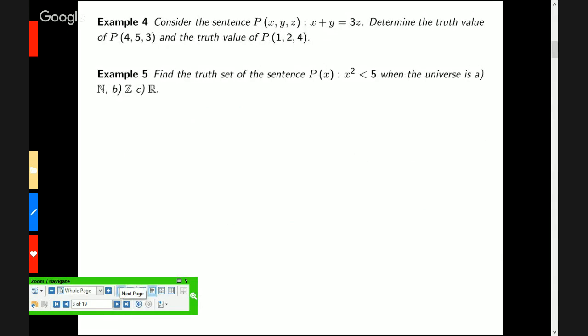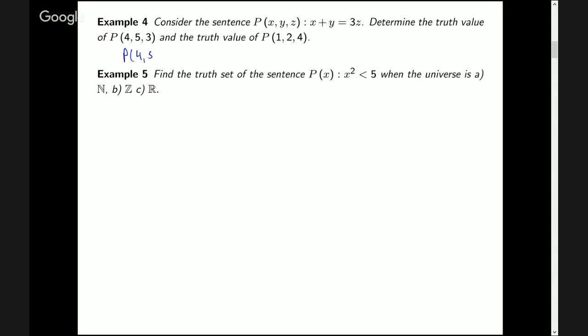Consider the sentence x plus y equals 3z. Determine the truth value of P(4, 5, 3). What is that when you plug that in? You have 4 plus 5 equals 3 times 3. That's true. Tell me about P(1, 2, 4). 1 plus 2 is not equal to 3 times 4. So that one's false.